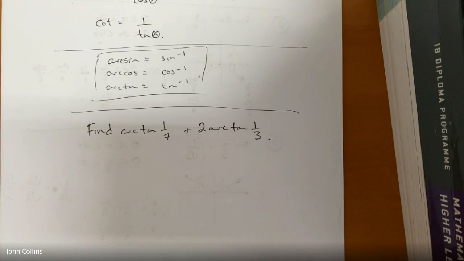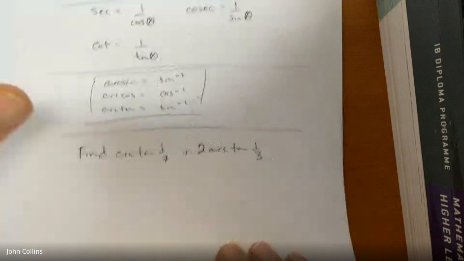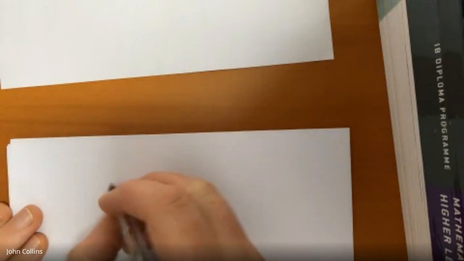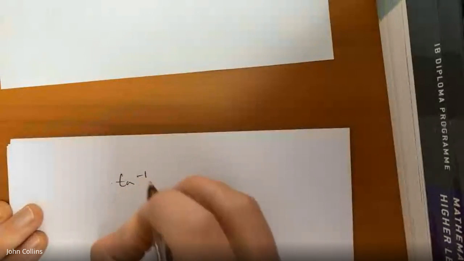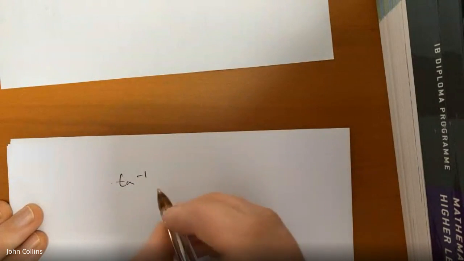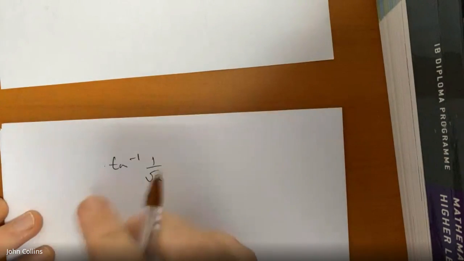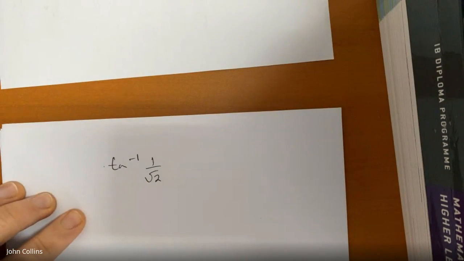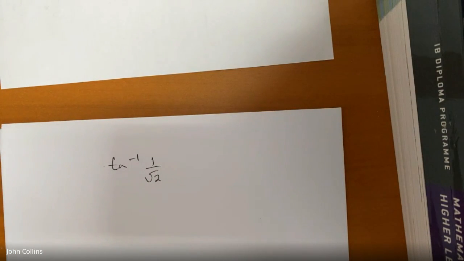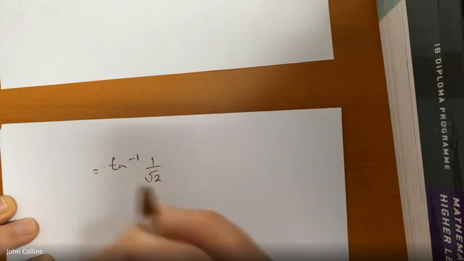Okay, what does this mean? What does arctan mean in general? I'm going to do this on a different page because I won't have room. Let's just talk about tan to the negative 1 of 1 over root 3. I'm just building up to the question. Tell me what that means. That's equal to an angle, isn't it?